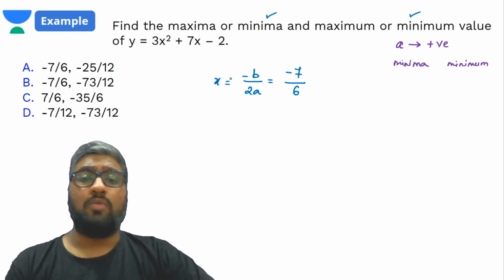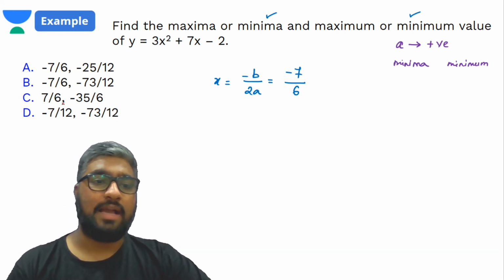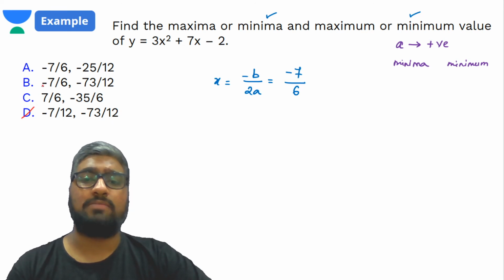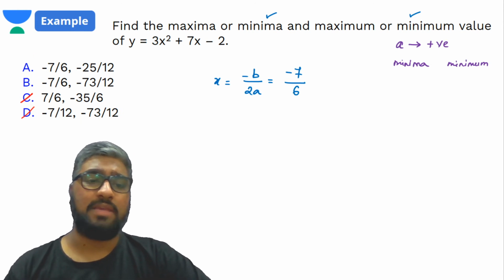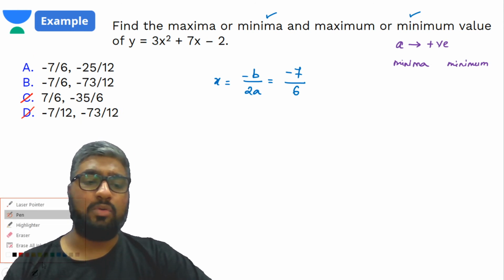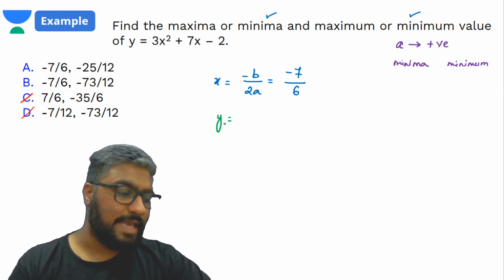So what would I eliminate? What can I eliminate from these answer choices, guys? Quickly. I can't have 7 by 12 as my minima. Can't have positive 7 by 6 as my minima, right? So I have two answer choices left, A and D, which means I will have to identify the value of y also, right? Minimum value of y. Yes. Superb, Jhansi. Great.